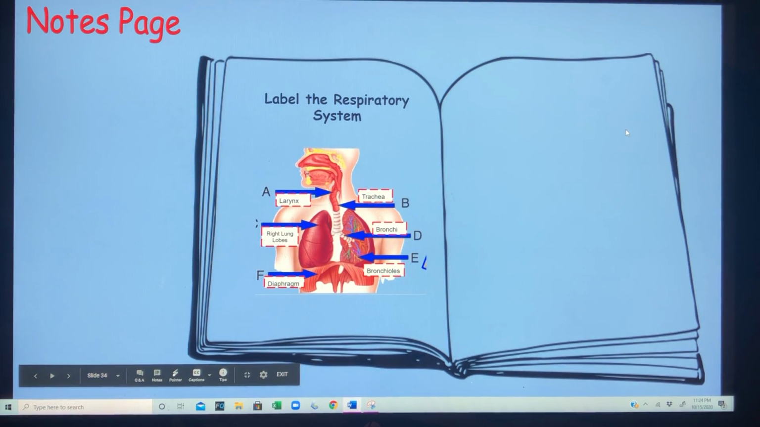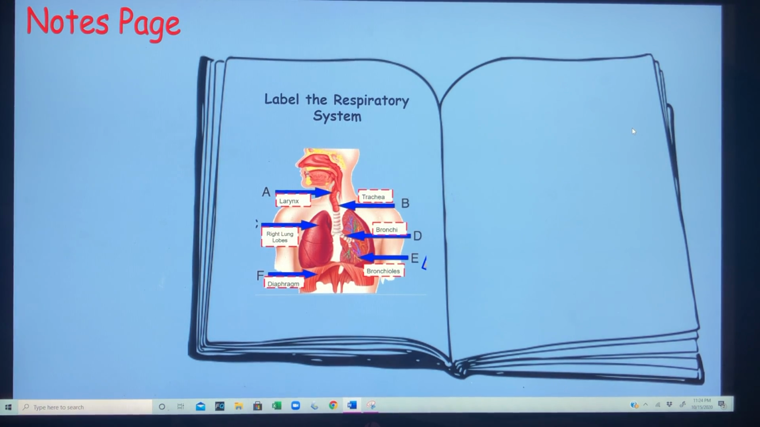In your notebook, you are going to label the respiratory system. Again, please stop the video if you need time to correctly label your diagram.